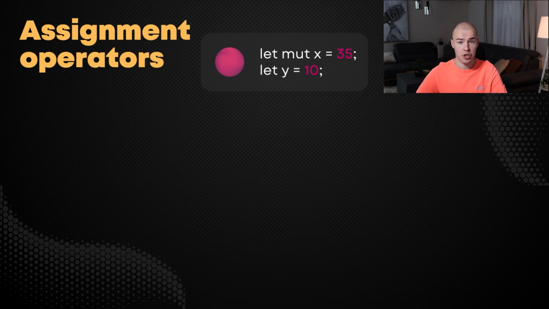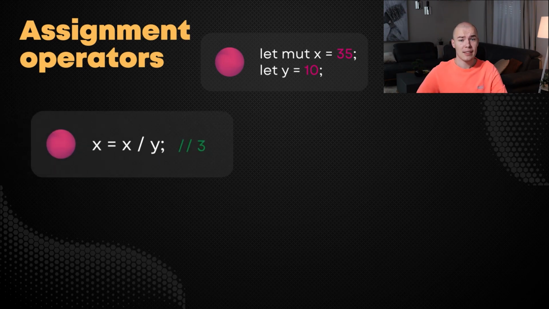So our first notation is going to be x is equal to x divided by y. And as a result, we will get 3, because if you remember, division in Rust with integer values is never going to give you any remainder of division. For that, we are going to be using the modulus operator, but we are not using it, we are working with division, so just have in mind that we will get 3 instead of 3.5 as a result.